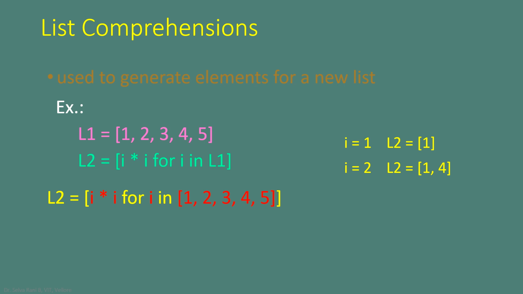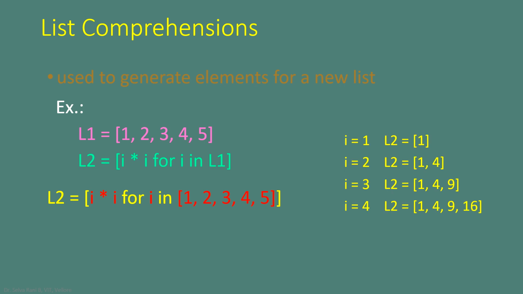Next, the value 2 will be taken for i. 2 will be multiplied with itself, i * i, and it will be added into the list, that is 4. Next value of i is 3, and 3 * 3 is 9, and that value will be added to L2. Next, i is equal to 4. 4 * 4 is 16. 16 is added to L2. The last value is 5. 5 * 5 is 25, and the value is added to L2. Hence, it is a very simple comprehension method using the for loop.